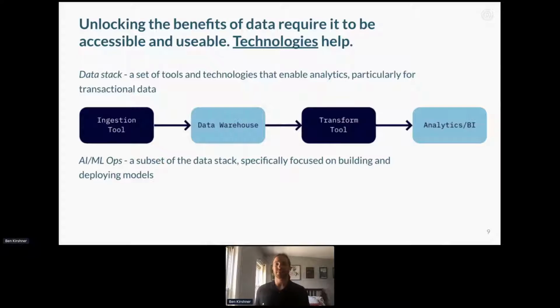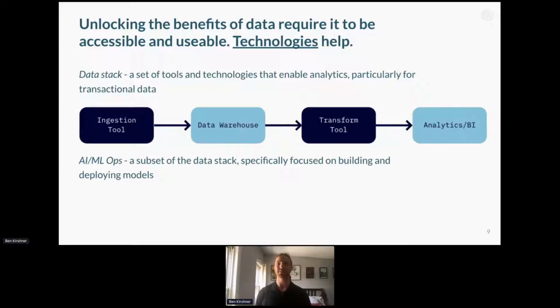Some other technology buzzwords that you might have come across is a data stack. A data stack is a set of tools or technologies that enables analytics, particularly for transactional data. And I have here a simple data stack just to provide an example of what this might look like. We do have a full session on a modern analytics stack in the afternoon that I encourage you to check out. But a data stack is essentially the grouping of technologies that is going to support your data work.